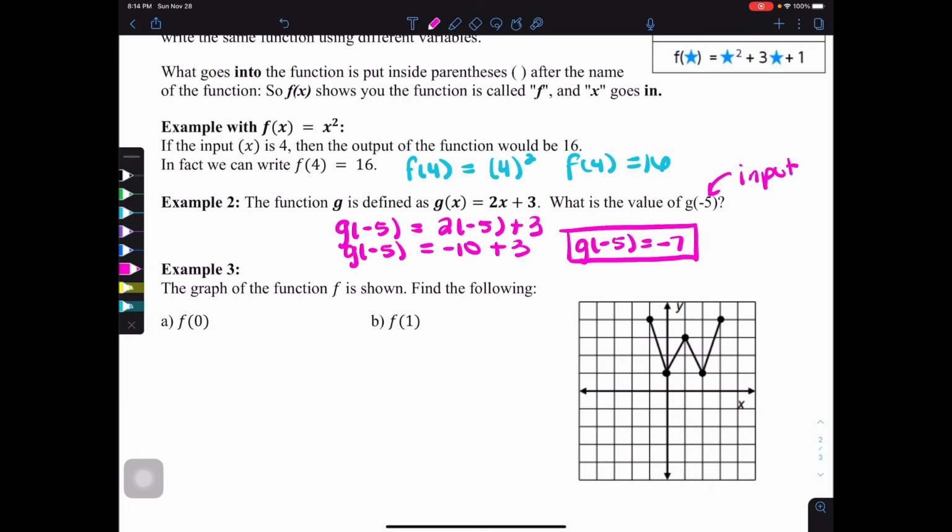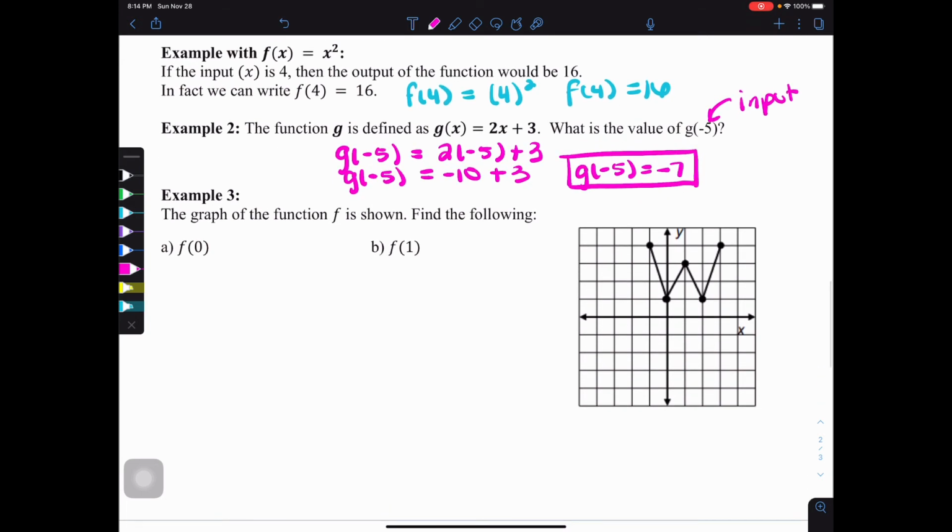Now this also works on graphs. So the graph of the function f is shown. We're going to find the following. So in example A, f of 0 means we have an input of 0, which remember input means that took x's spot. So x equals 0. I need to find f of x, or what we traditionally know as y. So I'm going to go over to my graph, find an x value of 0, and see what my y value is.